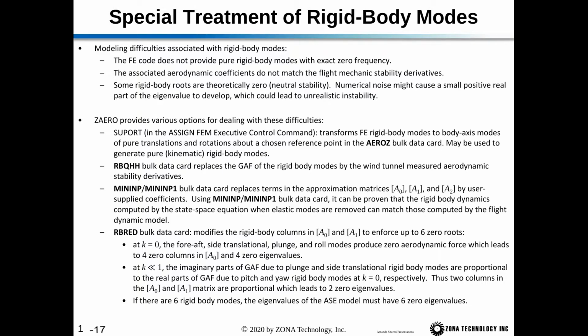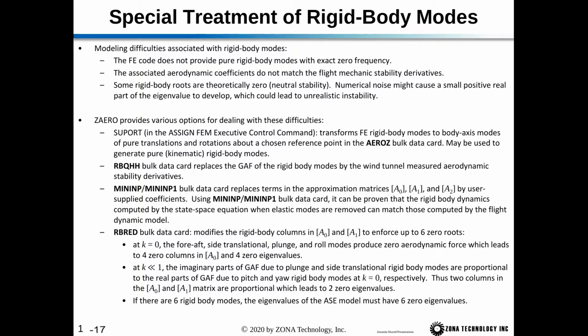So if there are 6 rigid body modes, the eigenvalues of the ASE model must have 6 zero eigenvalues. So the rigid body reduction RB-Red card can be used whether or not you decide to use the min-IMP1 bulk data card, and then you can also use both of these cards together. So I would always recommend using the rigid body reduction card to enforce those zero eigenvalues, and then if you have measured aerodynamic stability derivatives available to you, I would recommend using both the RBQHH and the min-IMP1 bulk data cards to input those stability derivatives.